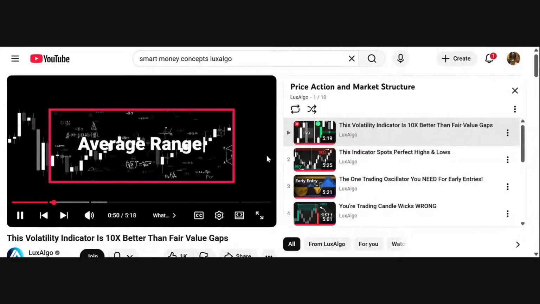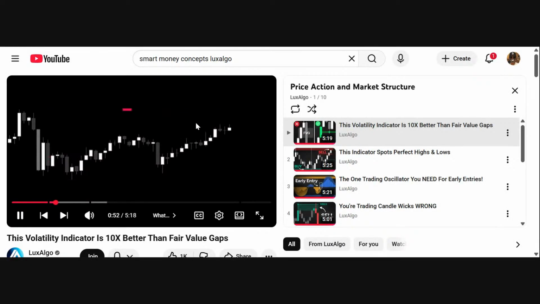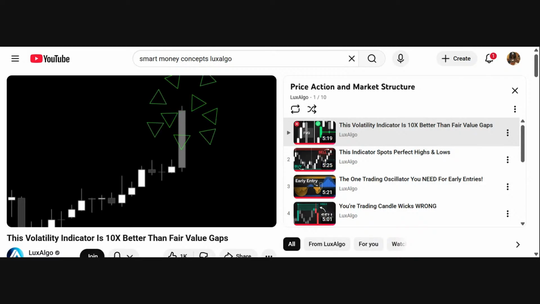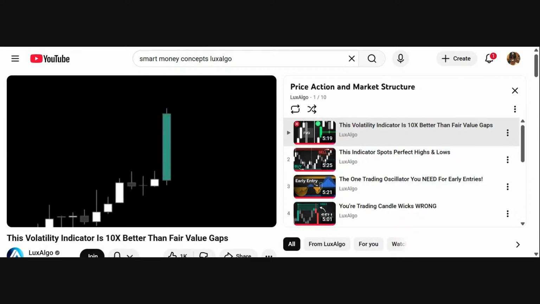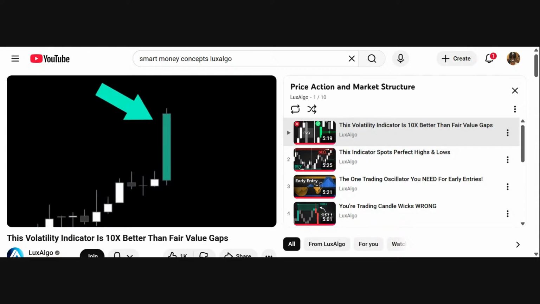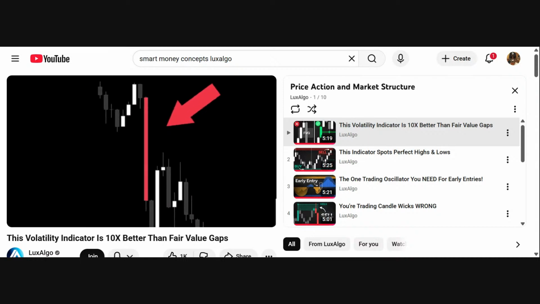Range, what we consider normal volatility. So, when a candle suddenly breaks above this average range, it's not just noise, it's a signal. That spike tells us volatility has surged, and that is how we identify a high volatility event. This indicator zeroes in on those rare high volatility candles. Bullish spikes are highlighted in dark green, while bearish ones appear in dark red.